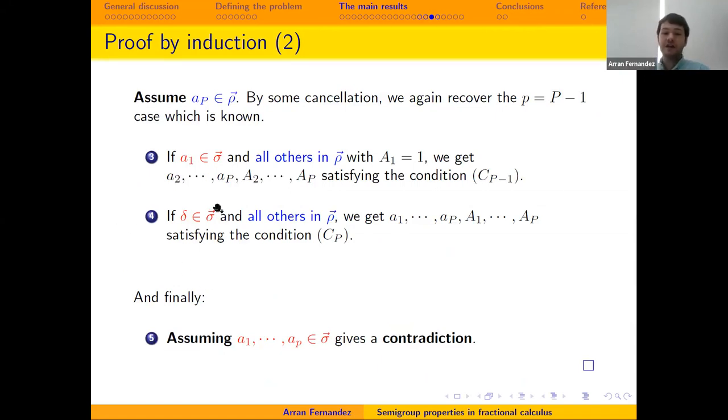So the last thing to check is if all the little a's are red. We assumed one is blue to get this. If you assume they are all red, you get a contradiction. Again, I don't have time to go into details. I'm just showing a sort of sketch of the proof. So this is the end of the proof.